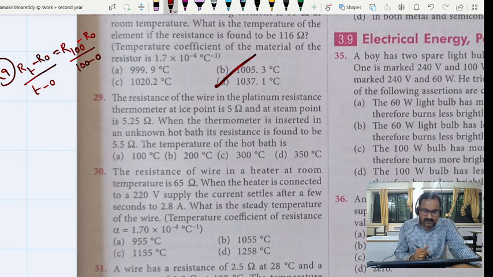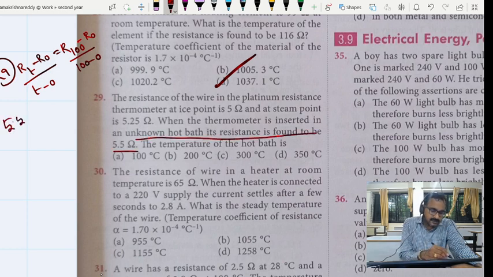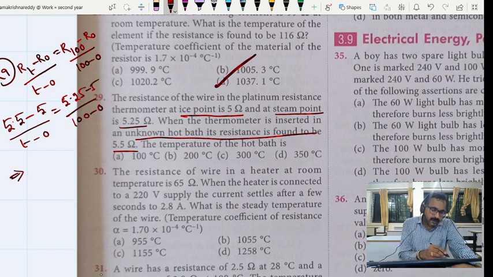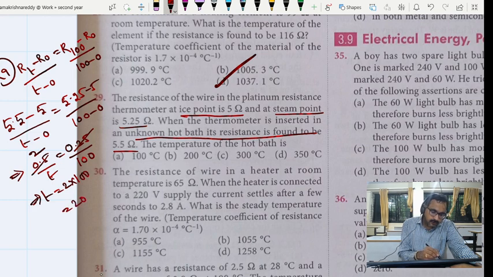RT means resistance at T degrees Celsius. They gave the unknown hot bath as 5.5. And what is the resistance at 0 degrees Celsius? Ice point means 0 only, no? So 5.5 minus 5 divided by T minus 0 equals R100, at steam point they gave 5.25, minus 5 divided by 100 minus 0. 5.5 minus 5 means how much? It is 0.5 divided by T, that is 0.25 by 100. So 0.25, how many times does it cancel? 2 times only. Cross multiply, T is equal to 2 into 100, 200 degrees Celsius. That is the second option.